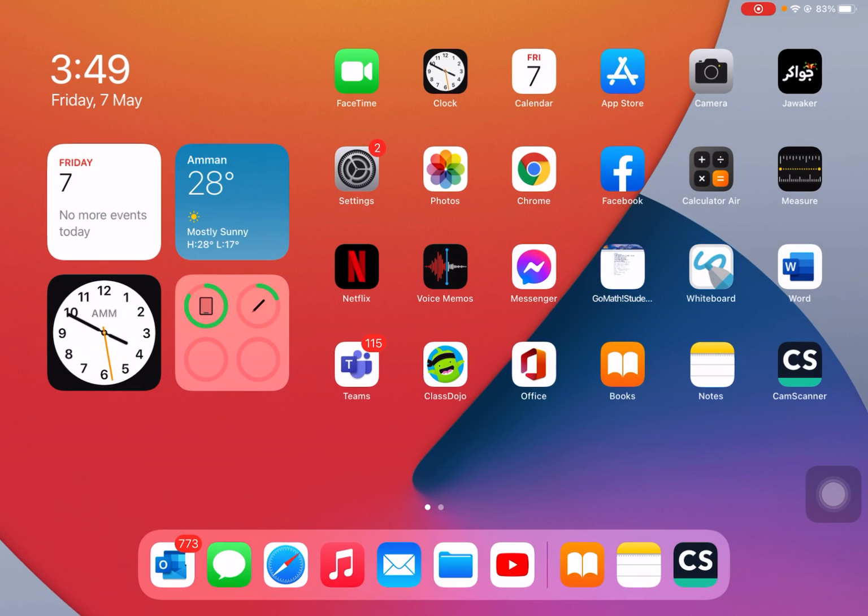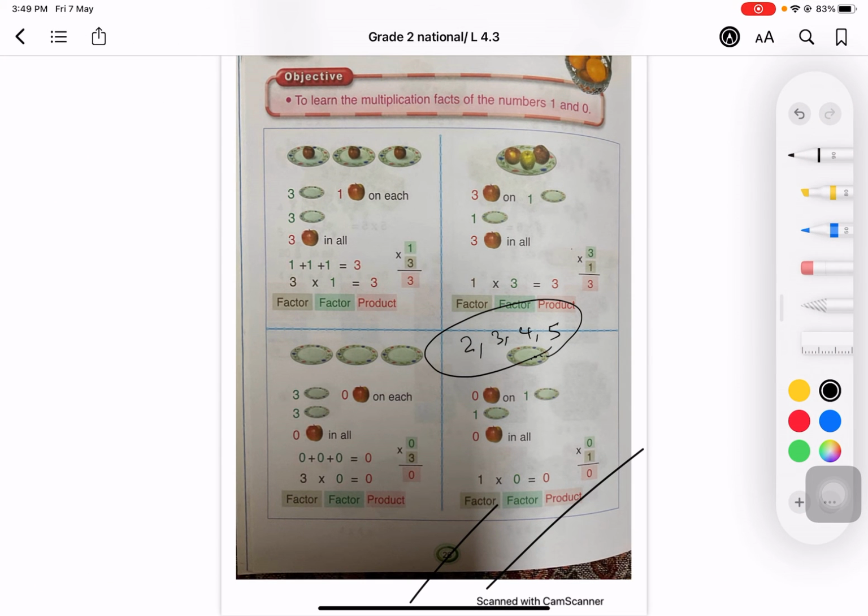So my lesson today is very easy because you will notice that, look, they draw for me 3 plates. They put in each plate 1 apple, okay? Remember that we are solving on page 26, lesson 4.3. They draw for me 3 plates. In each one, they put 1 apple.